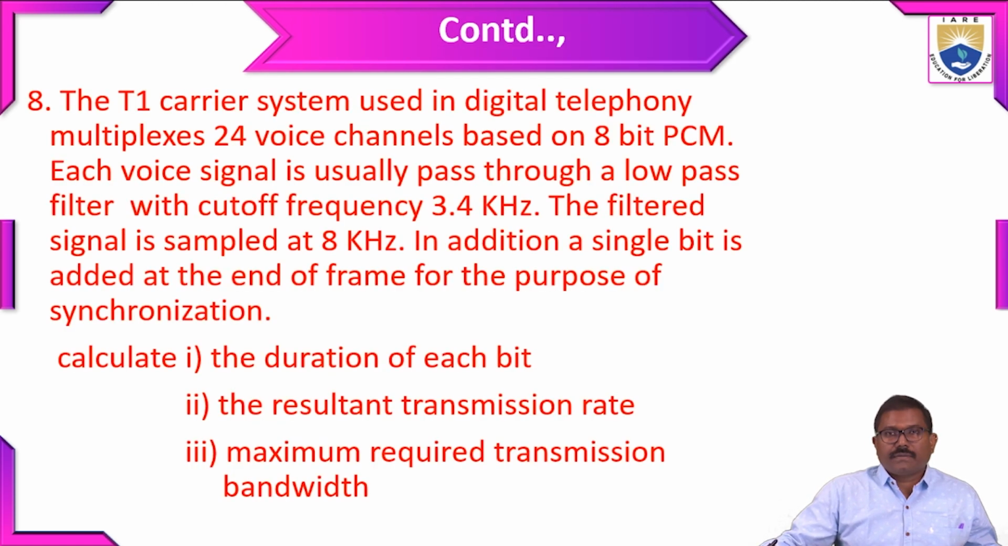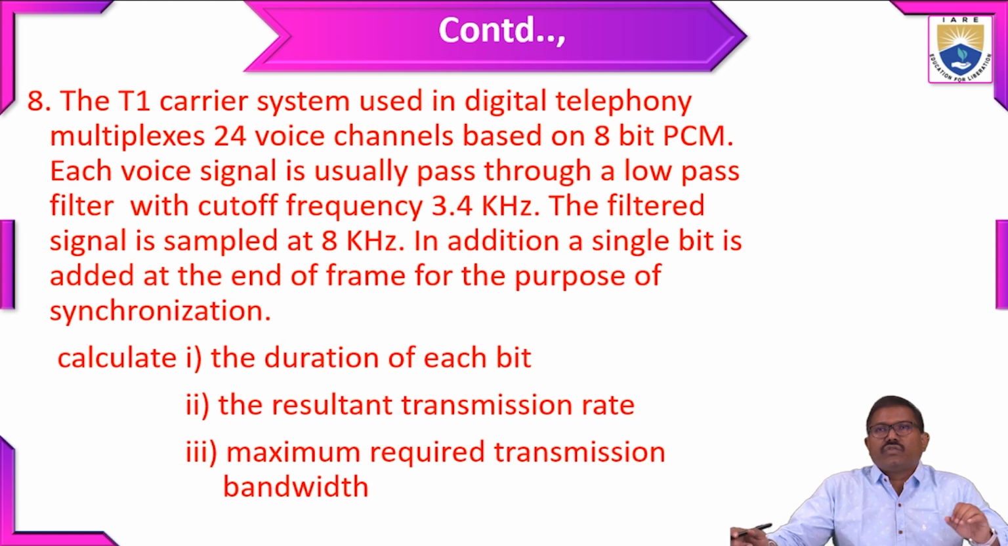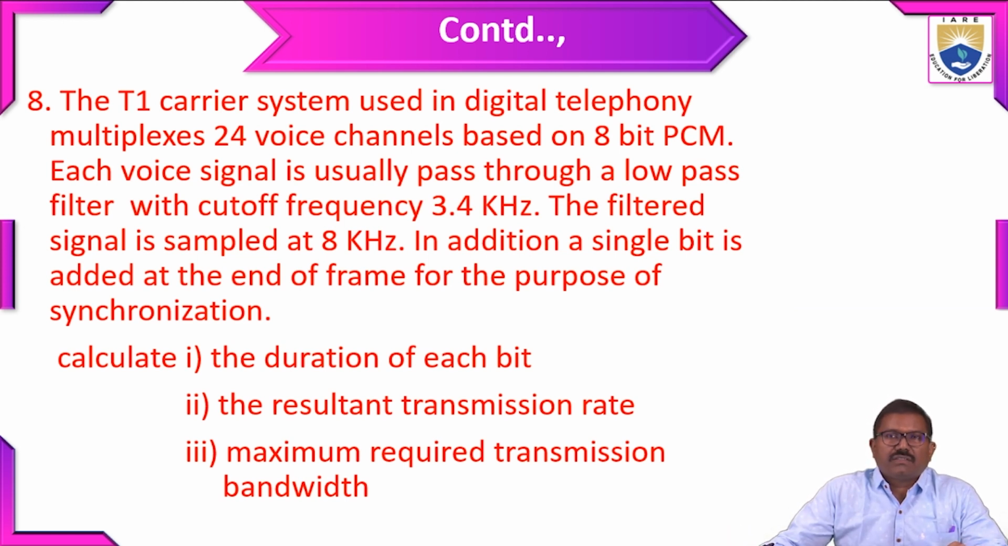We are coming to the 8th one. The T1 carrier system used in digital telephony multiplexes 24 voice channels based on 8-bit PCM. Each voice signal is usually passed through a low-pass filter with cutoff frequency 3.4 kHz. The filtered signal is sampled at 8 kHz. In addition, a single bit is added at the end of a frame for the purpose of synchronization. Calculate the duration of each bit, second the resultant transmission rate, and third the maximum required transmission bandwidth. Okay. So this is the problem.